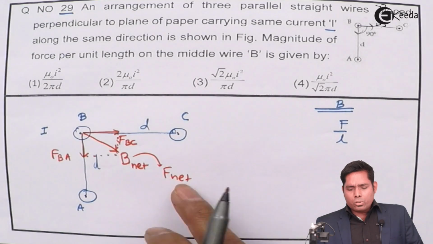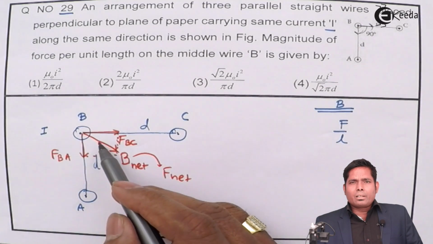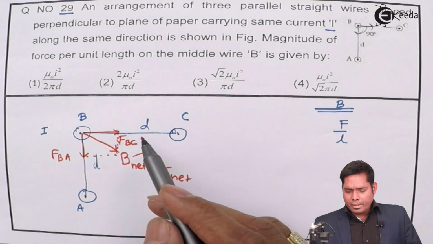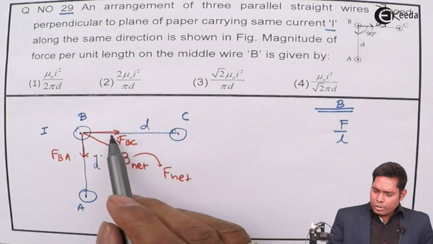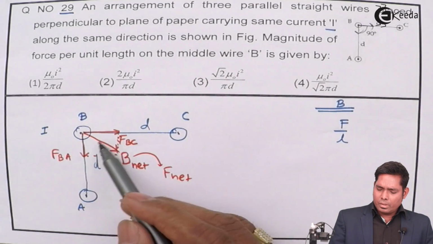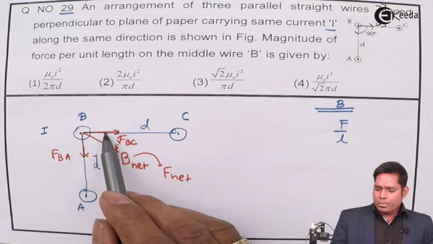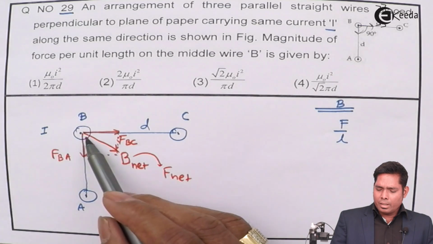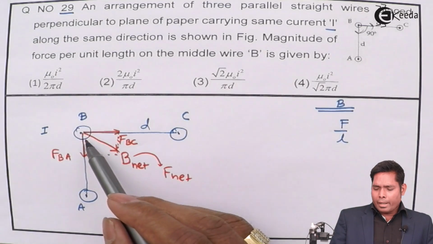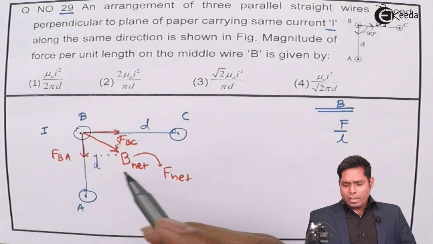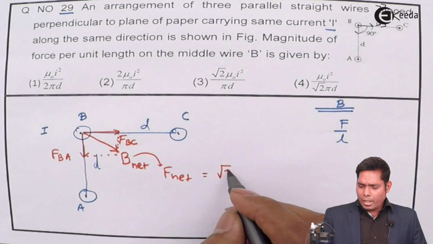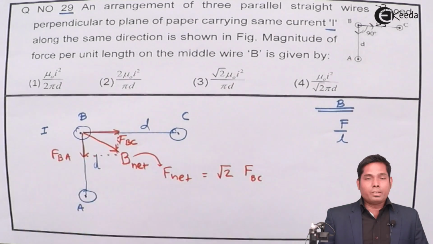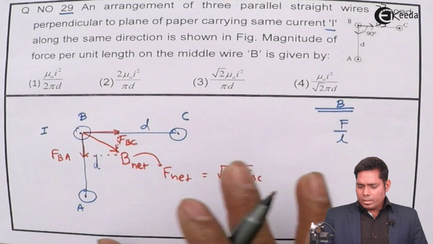To find the net force, we will use the parallelogram law of vector addition, and these two forces are separately found. One more thing is that these two forces are equal in magnitude, though not in direction. So if two vectors are equal in magnitude and they make an angle of 90 degrees, the resultant magnitude will be root 2 times the individual one, either BC or AB, because that is how it is done.